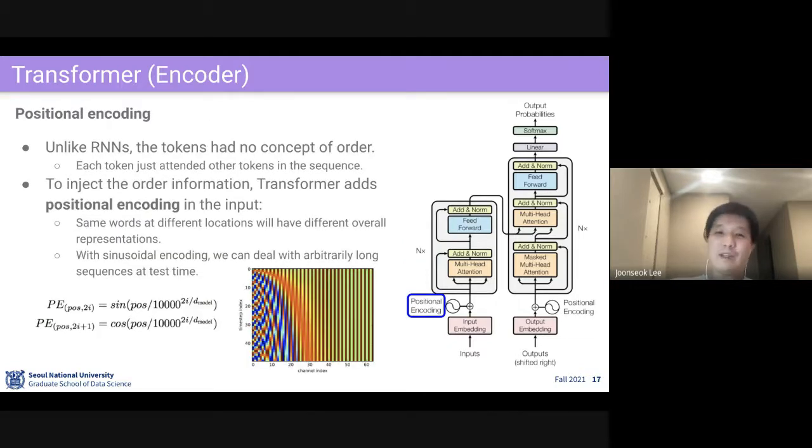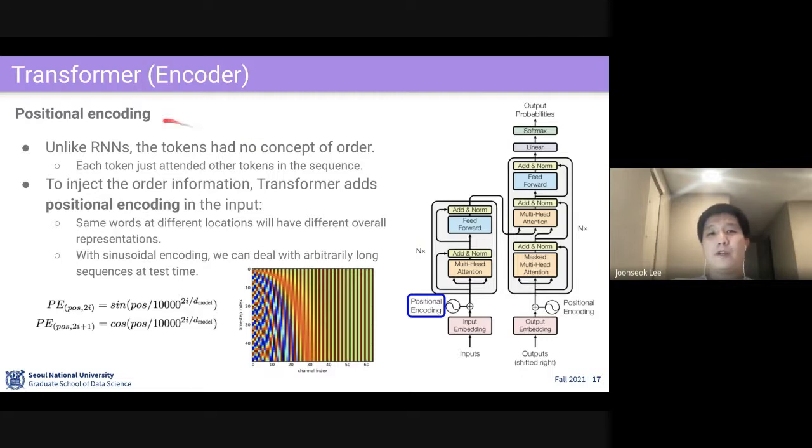All right. Then some more minor things. This is more about dealing with the sequence, but each of these words was computing the relative pairwise relevance and just updating the weighted sum. So unlike the RNNs, the tokens have no concept of order, right? Even if we just changed the order of those input sequence, actually that's still the same, because each of those words will serve as a query and compute the similarity for all other words, and then sum all of those values, right?